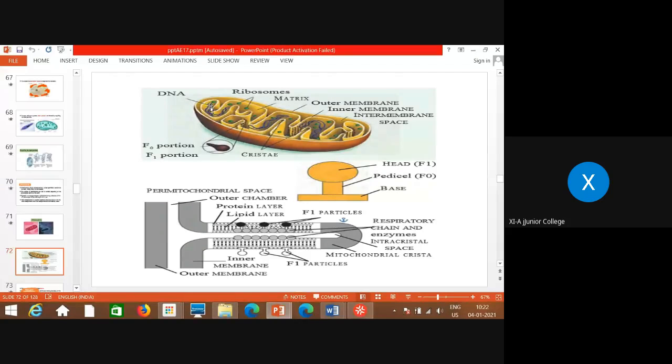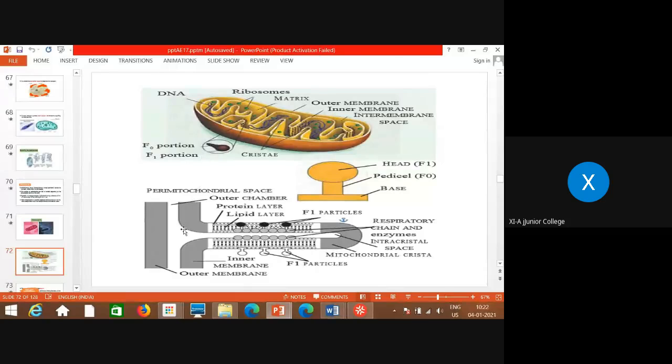What are these different materials present? Circular DNA in the matrix. Ribosomes are present. A specific type of ribosomes, small ones, are present here in mitochondria. Then along with that, different types of proteins and a very specific structure which is seen on the inner layer of mitochondria, that is called oxysomes.